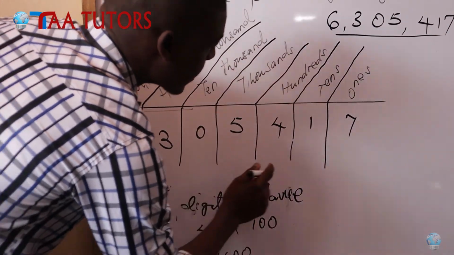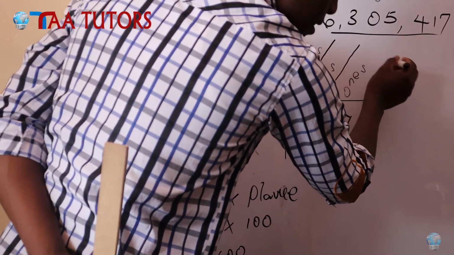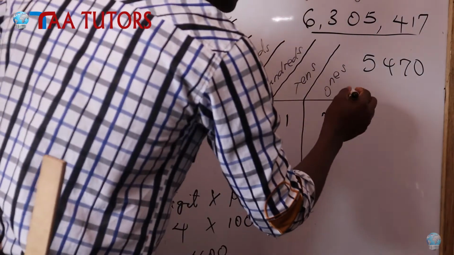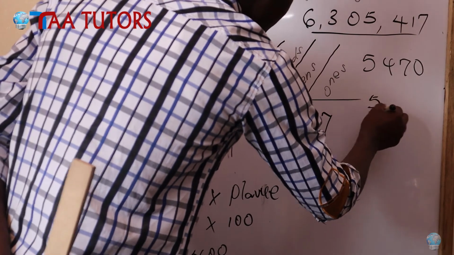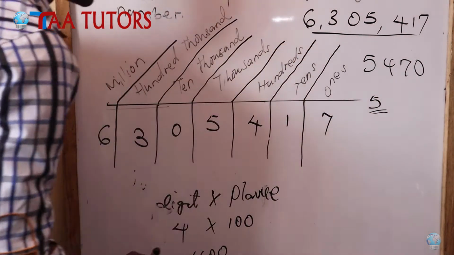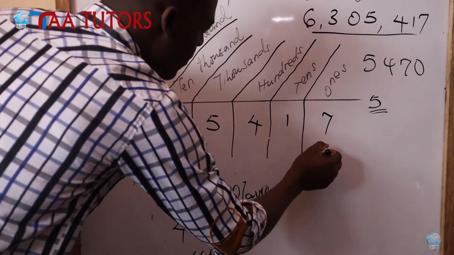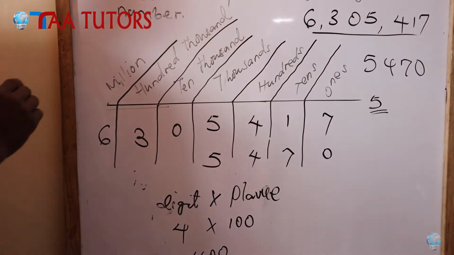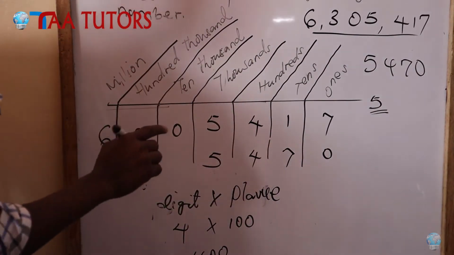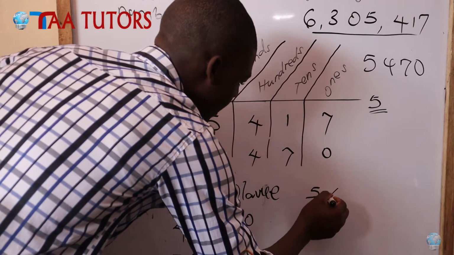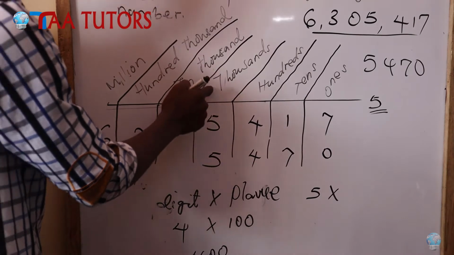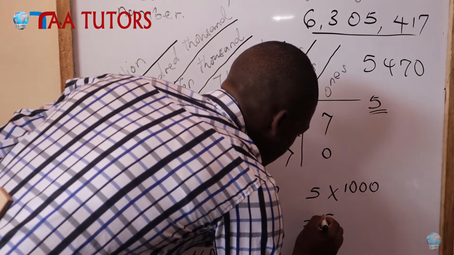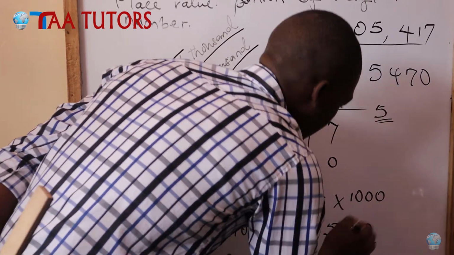You are given a number like 5,470. And the question is, find the total value of digit 5 in the number. We will first transfer this into the table of place values. We will have 0, 7, 4, 5. For us to find the total value of digit 5 in the number, we will take 5 times its place value. Its place value is 1,000. So we will multiply 5 by 1,000 to get the total value to be 5,000. That's how we do it.